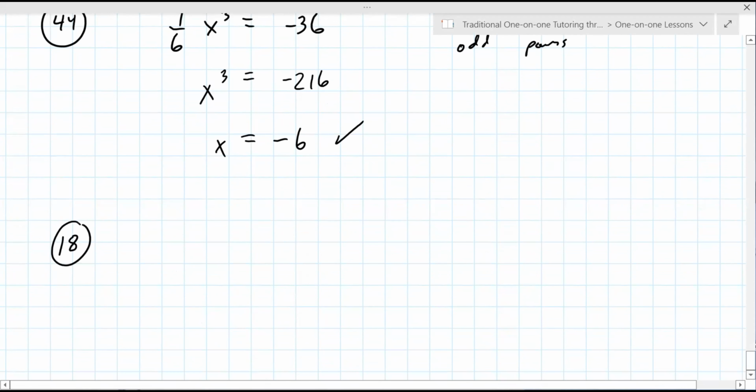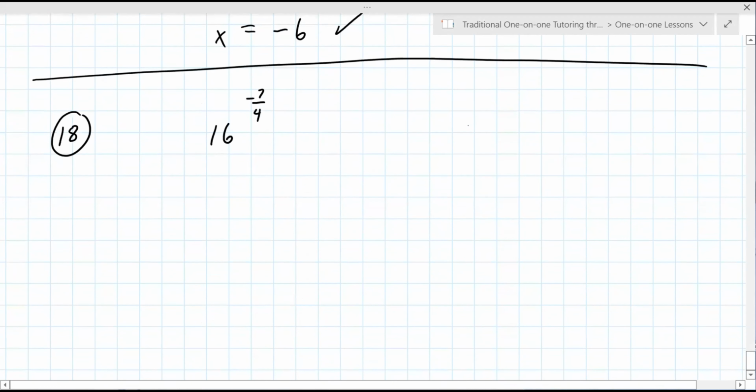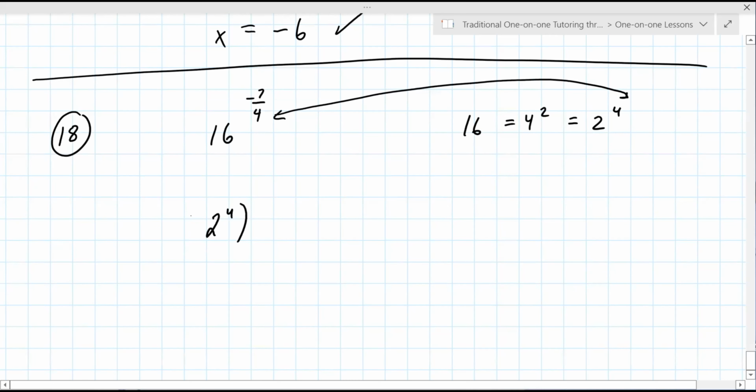All right, so let's go back and look at 18. So 18 is 16 to the −7/4 power. Now 16 can be written as a number of things. It's either 4 squared or 2 to the 4th. I mentioned this earlier: it's always good to match the one that has the same base. So let's rewrite 16 as 2 to the power of 4. The reason you do that is because when you multiply the exponents, you want the bottom to cancel. You want the fraction to go away.